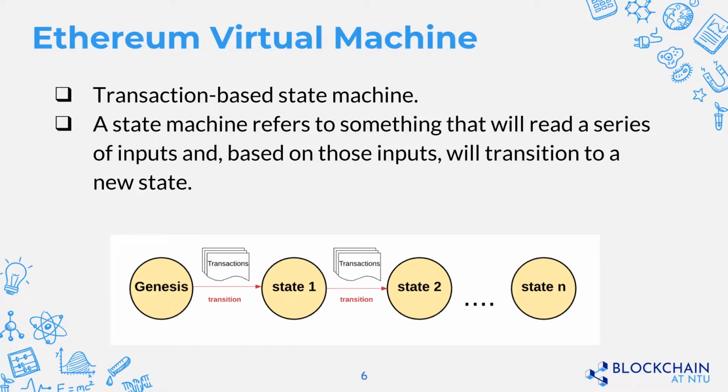So for example, you can take a look at state 1, and maybe in state 1, let's say your account balance is 10 Ether, right? Based on the transactions that happen, maybe somebody gives you 5 Ether, the EVM will process these transactions and transition to a new state. So in state 2, your account will say that you have 15 Ether, for example. Right? So everybody's instance of the EVM will process all the transactions in the blockchain, and their Ethereum virtual machine will all reflect the same state in the end.